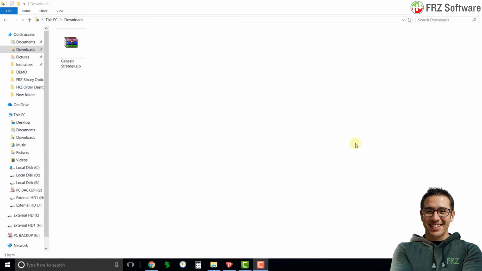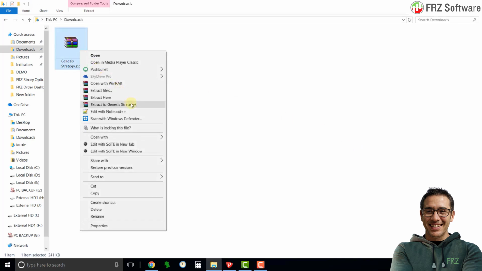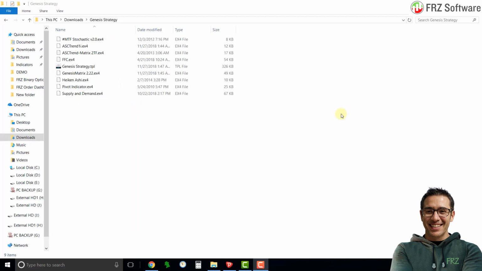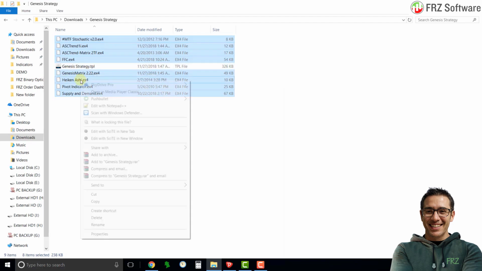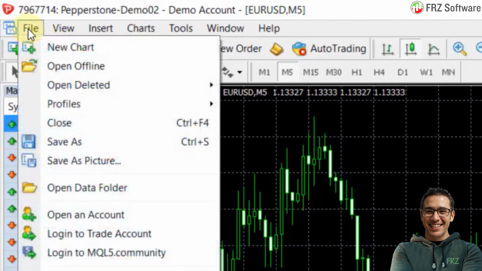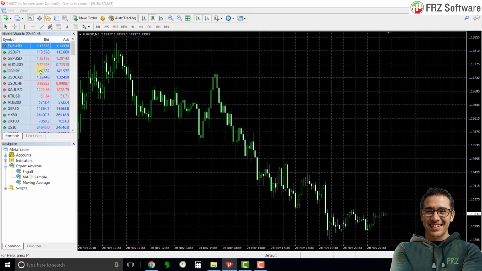We have given a link in the description to download the necessary files. Once you download, you will get a file like this. Simply unzip the file, and you will see many files within the folder. Simply copy all the files, except Genesis Strategy TPL file. Just copy and then go to MT4 and open Data folder, then go to MQL4, Indicators, and just right-click and click Paste.